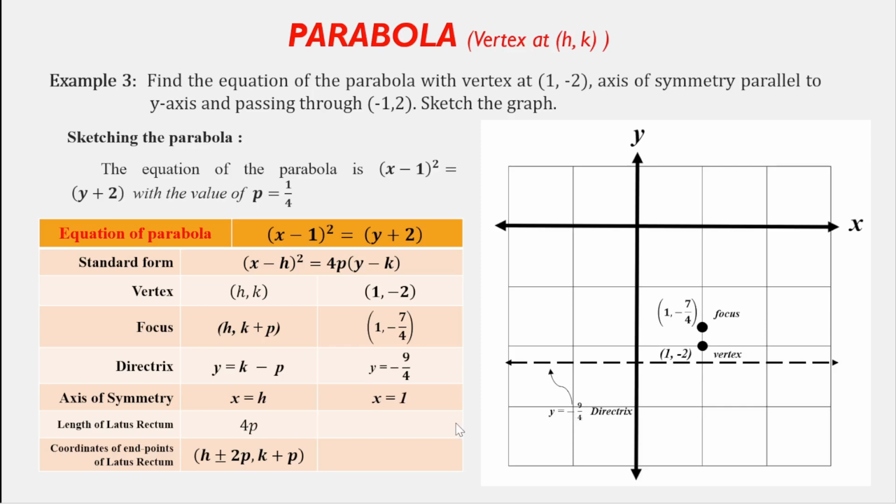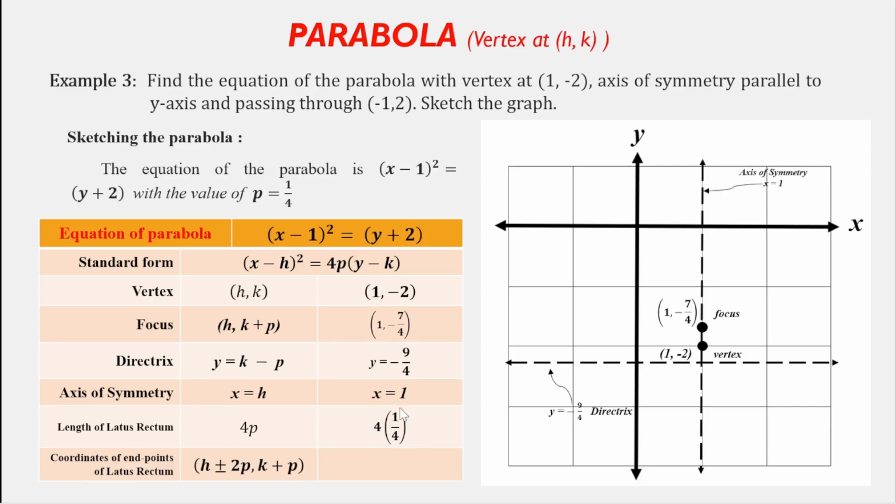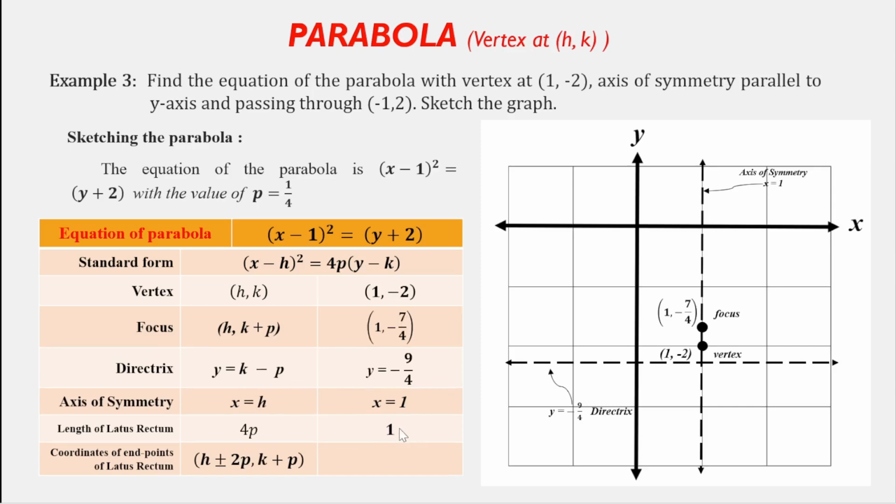And the axis of symmetry is x equals 1. It means that this is a vertical line that passes through the x-axis at point 1. And the length of the latus rectum is 4 times the value of p. p is equal to 1/4. Then we have 4 times 1/4, that is equal to 1. Then the length of the latus rectum is 1 unit.